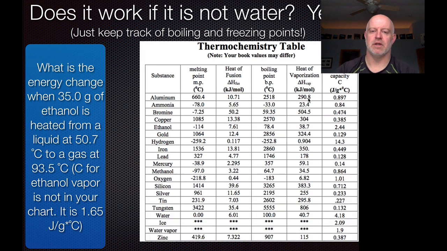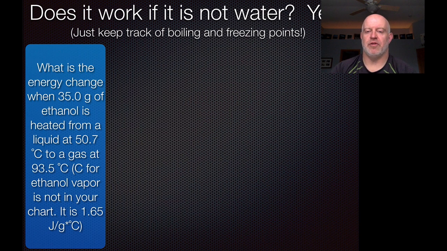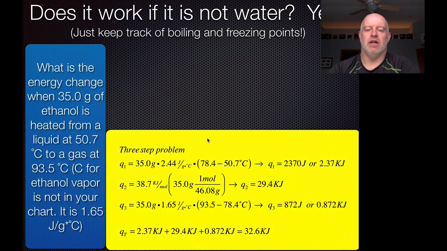All right, here we go. So we have a 3-step process here. With that 3-step process, the first thing we want to do is take a look at Q1. In Q1, we had 35 grams. We had a specific heat capacity of 2.44. Our temperature change was from its original temperature to the boiling point. We got a Q1, and then I instantly converted that to kilojoules because I know that I'm going to need this in kilojoules at the end.